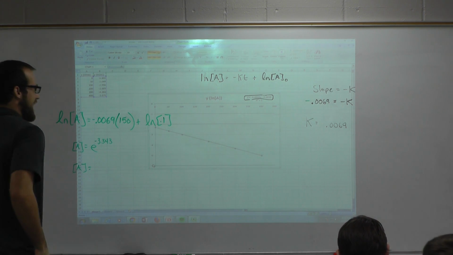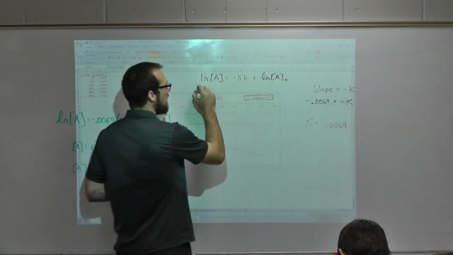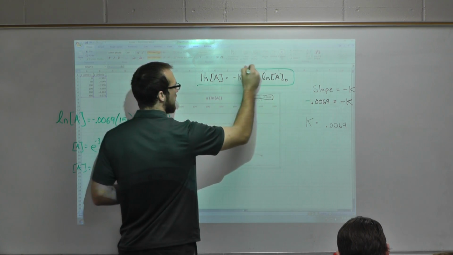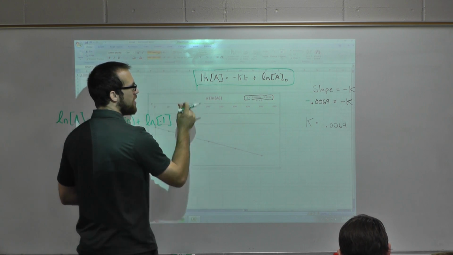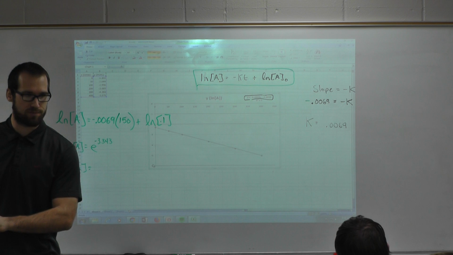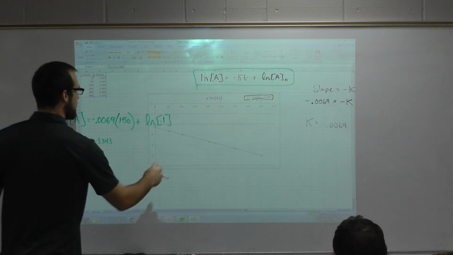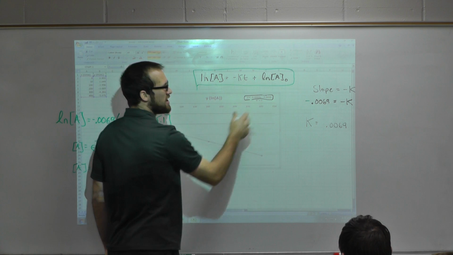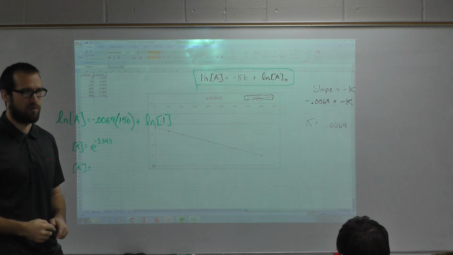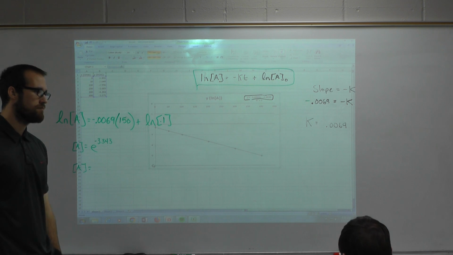Okay? Now, this isn't overly difficult once you know what the first order integrated rate law is and how it relates to a linear equation, y equals mx plus b. Once you know that, you should be able to graph it and take the information from the equation and use it to help you solve a bunch of stuff. So you're using Excel to find the slope.